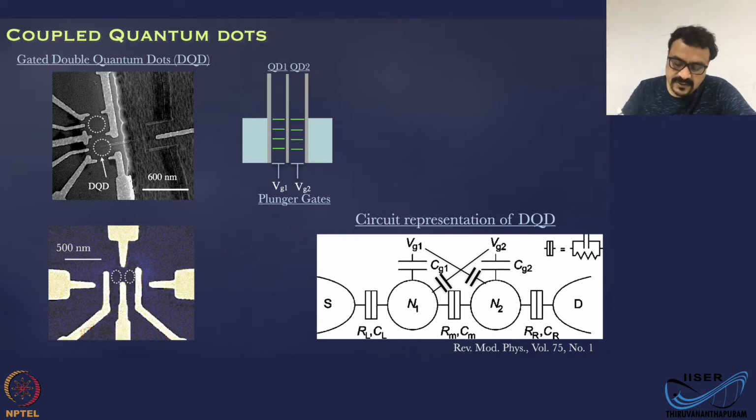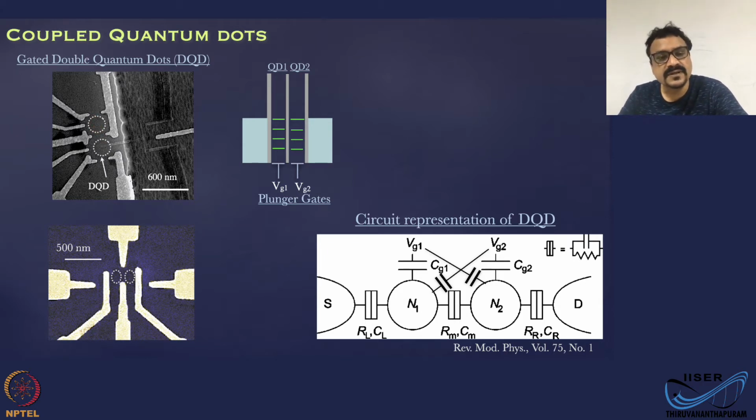All these quantum dots are actually realized by electrostatic gating, but the physics that we are discussing is applicable to any kind of quantum dots which are coupled. Okay, so here what you are seeing is a scanning electron micrograph of a gated double quantum dot device, where all these bright electrodes represent the surface gates, and when you apply voltages you will form two quantum dots and they are coupled.